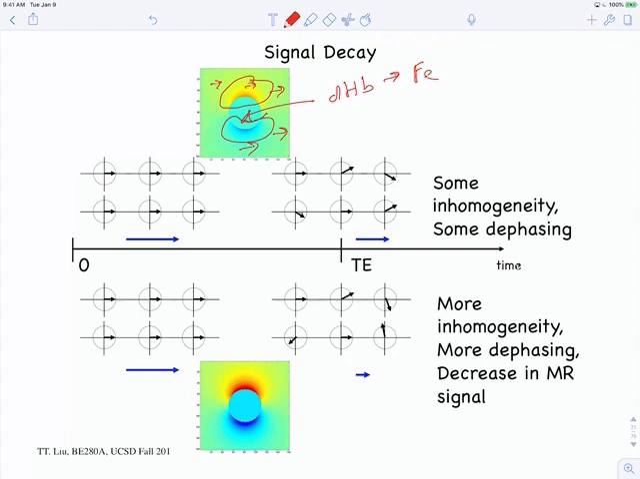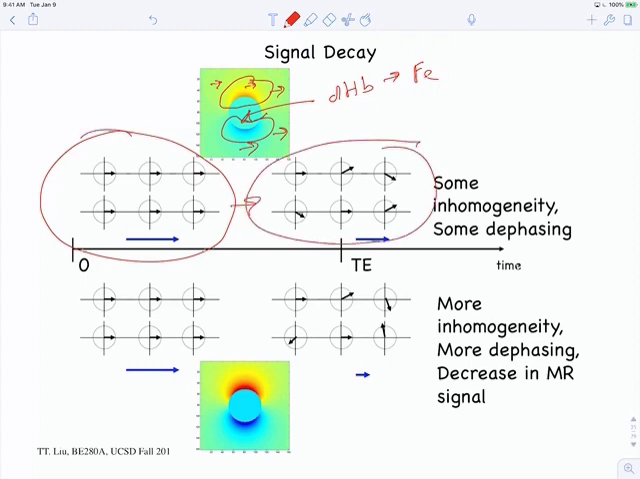So let's say they start off at time equals 0, they're all in phase. I wait some amount of time and they get out of phase. If I acquire at this point in time, the echo time, if I wait long enough, then they're dephased enough. And I can sort of measure how much they've dephased.